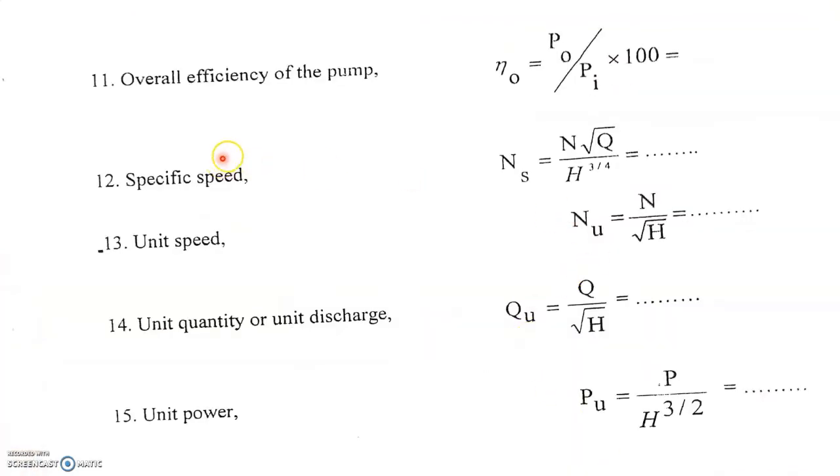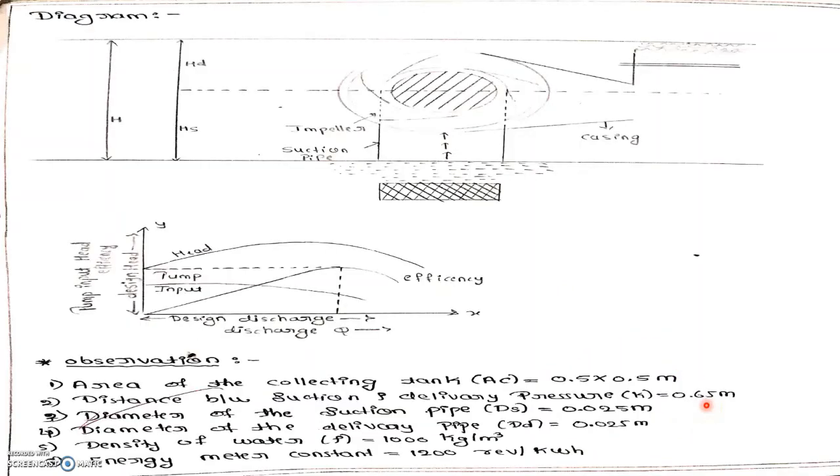You need to find the overall efficiency using this formula. You need to find the specific speed using this formula. You need to find the unit speed using this formula. You need to find the unit quantity or unit discharge using this formula. You need to find the unit power using this formula itself. Now we will see how they have been calculated over here.